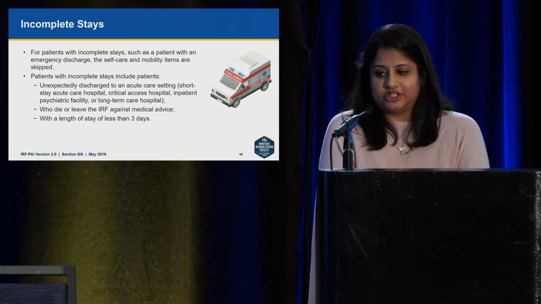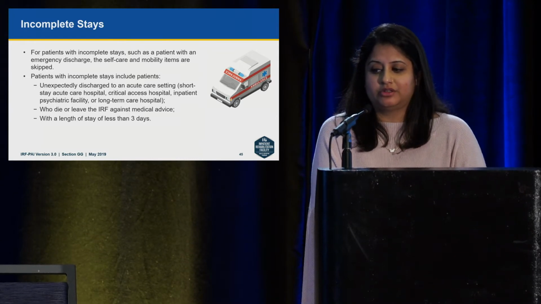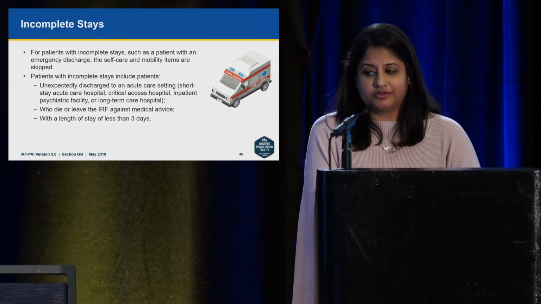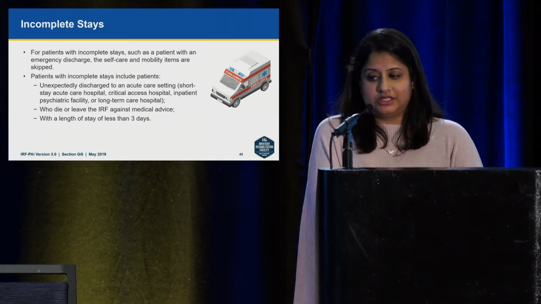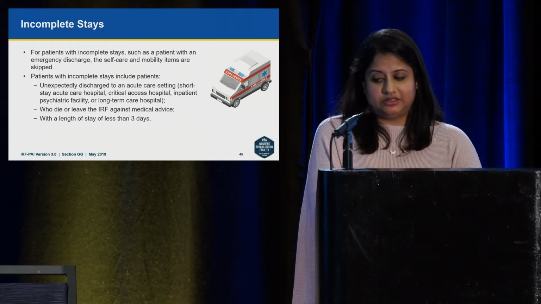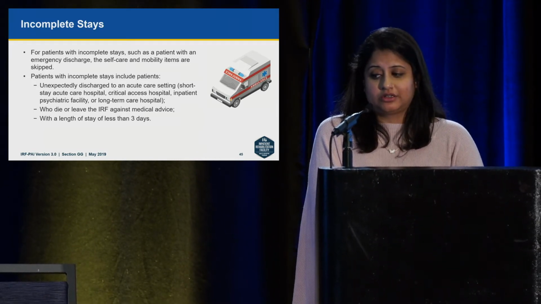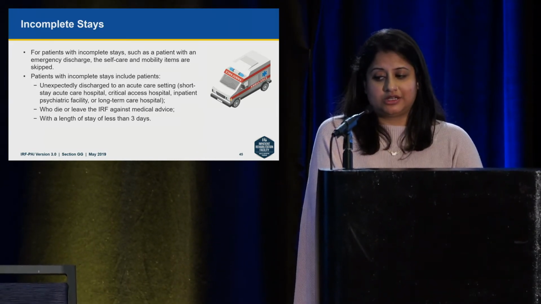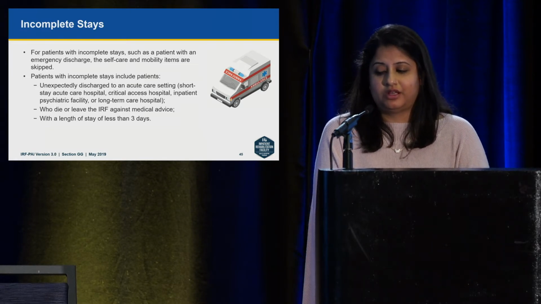So quickly, I want to touch on incomplete stays. For patients with incomplete stays, such as a patient with an emergency discharge, the self-care and mobility items are skipped. Patients with incomplete stays include patients who unexpectedly discharged to an acute care setting, and that can be a short-stay acute care hospital, critical access hospital, inpatient psychiatric facility, or long-term care hospital. Patients who die or leave the IRF against medical advice, or patients with a length of stay of less than 3 days.